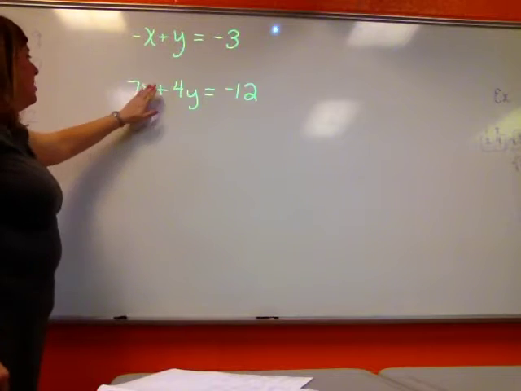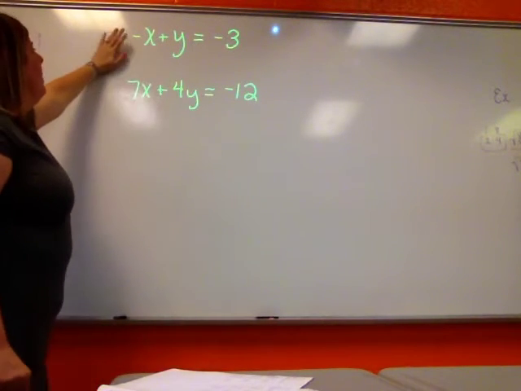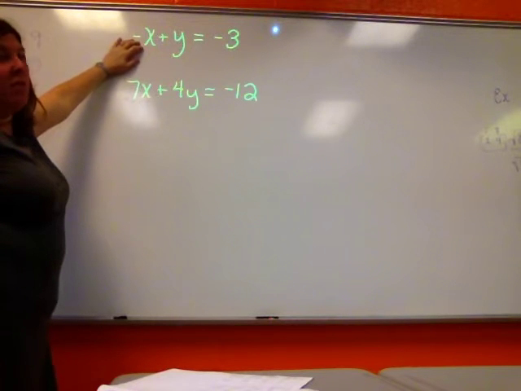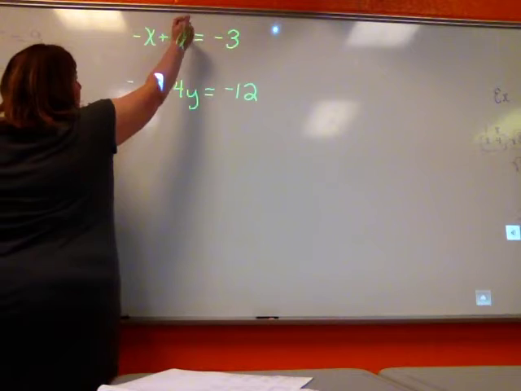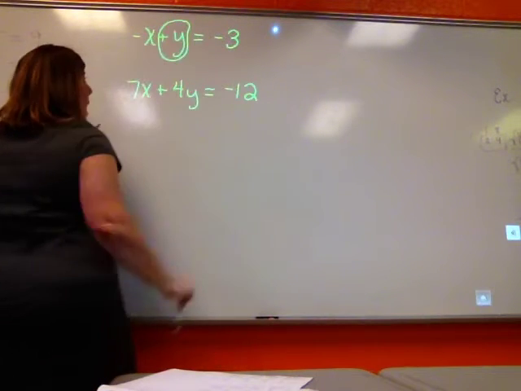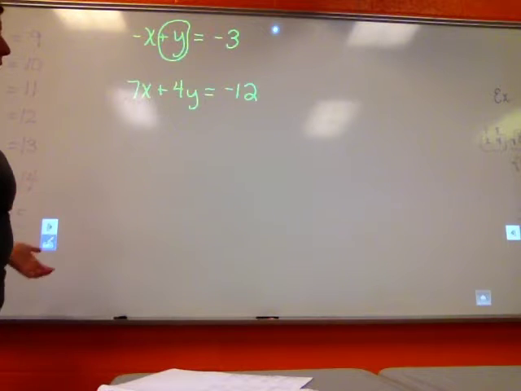This one's got a coefficient of 7, and this one a coefficient of 4, so I'm not going to deal with that one. I'm going to come up here and either solve this for negative x, or solve this one for positive y. In my head, it makes a lot more sense to solve for a positive y, because it's positive. Sometimes we lose our negatives.